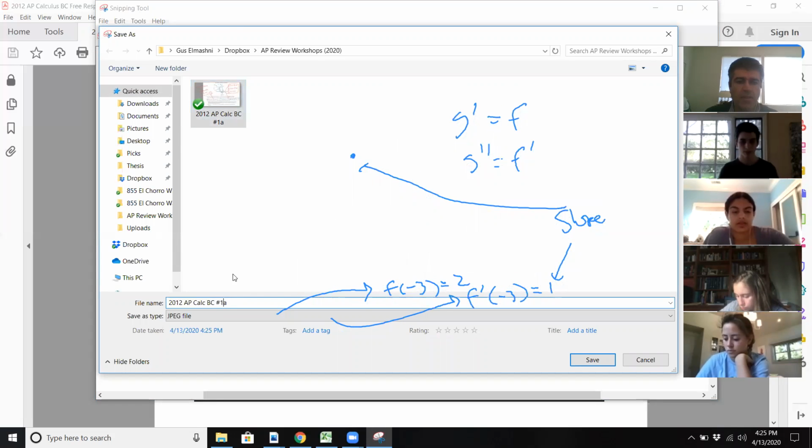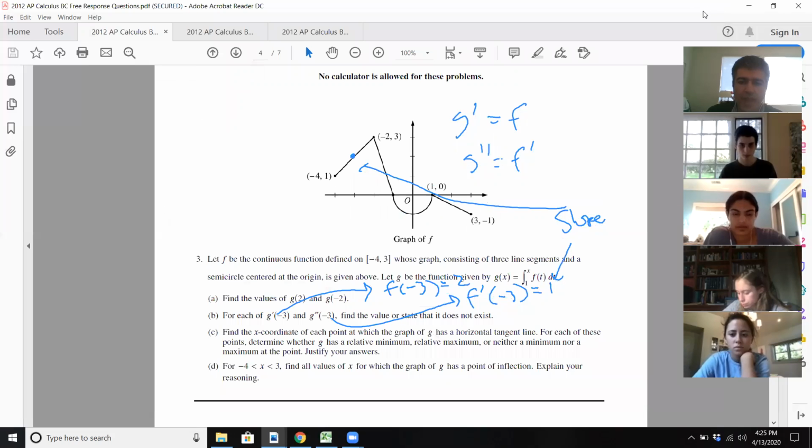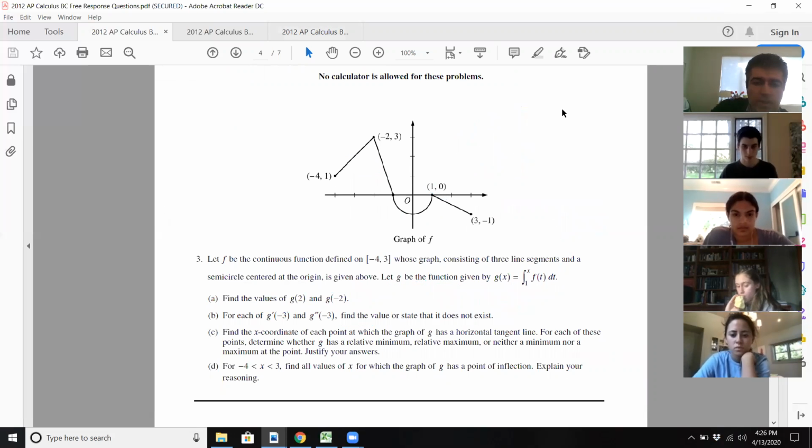If there was a question like that and it did not exist, explain why it didn't exist. Oh, great question. Most likely, what if I did this to you? That's a fantastic question. I'm glad you asked that. They could ask that. What if they asked you to find this? F prime of negative 2 and F, sorry, I didn't mean to say that. I meant to say G prime of negative 2 and G double prime of negative 2.